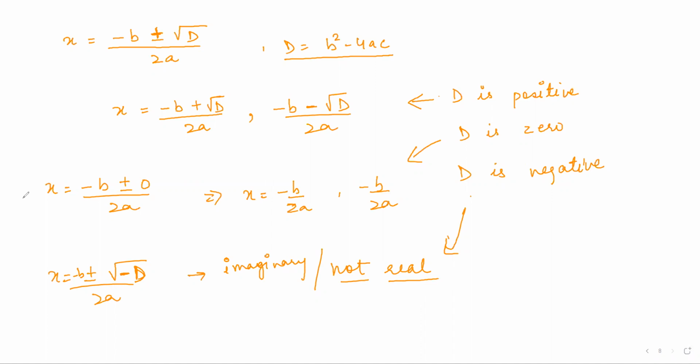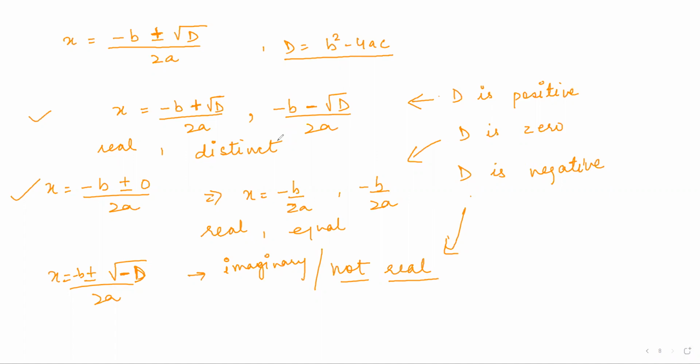Now come to this case. When d is 0, you are going to get the same answer, minus b by 2a and minus b by 2a. So obviously your roots are real, and equal also, isn't it? Yes, ma'am. And in this case, where d is positive, of course the roots are real, but they are different roots. One is plus under root d, one is minus under root d. So you are getting distinct roots, one different from the other. Is this clear, Arshia? Yes, ma'am.